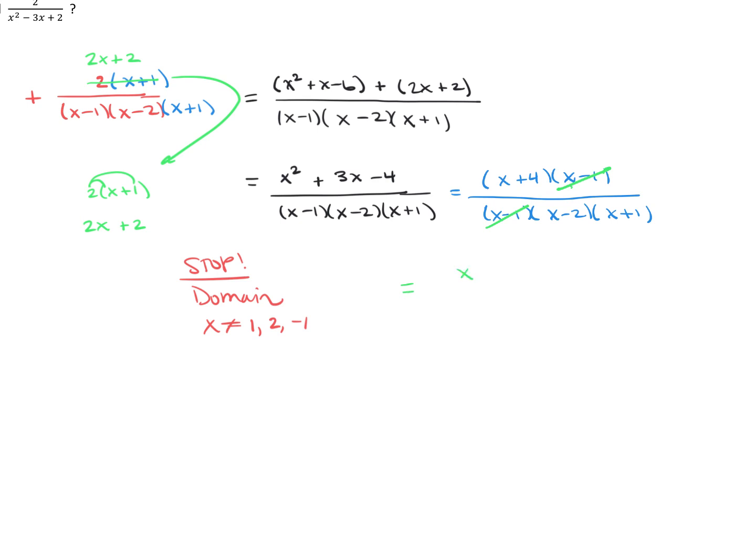So our final answer, we have an x plus 4 on the top. Our denominator is x minus 2 times x plus 1. So the sum of those two original rational expressions is this for all the x's, as long as x does not equal 1, 2, and negative 1.